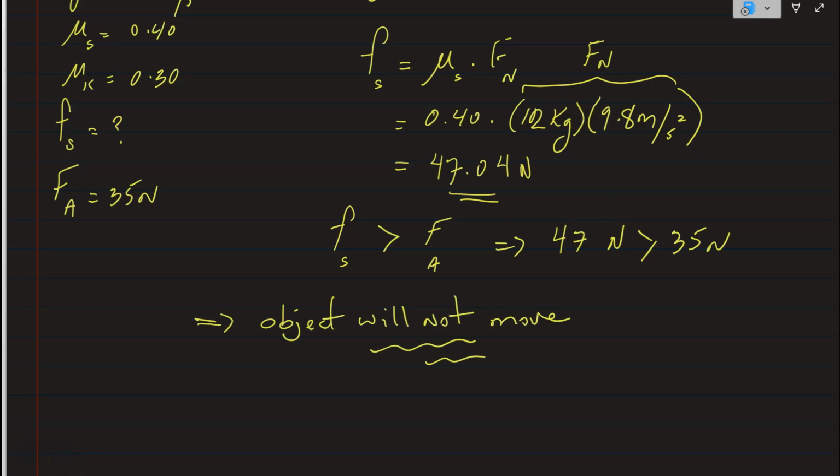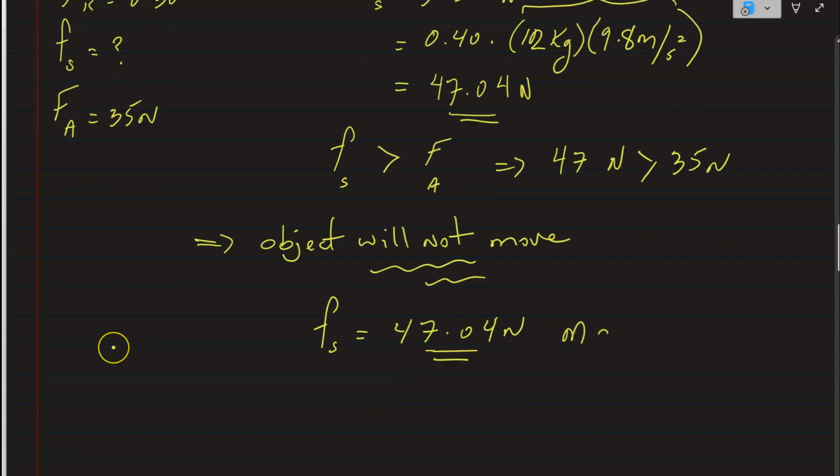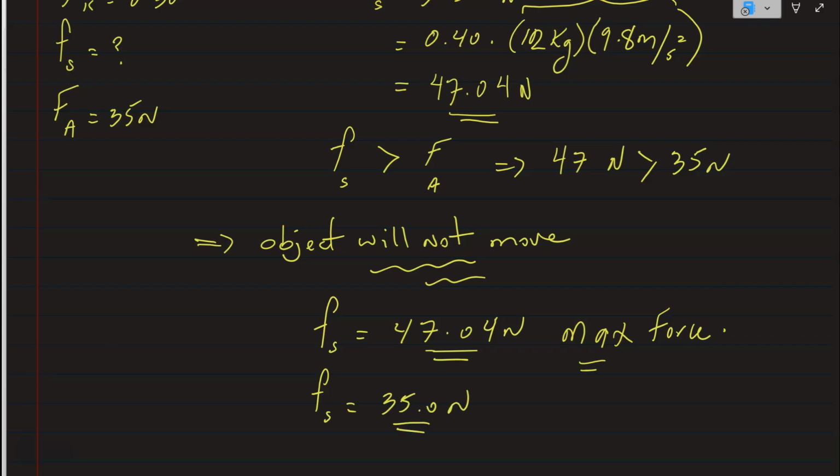And the value of the force of static friction, Fs, is 47.04 Newton. Okay, now this is the maximum force of friction. But as long as it matches the 35.0 Newton, we could argue that the force of static friction is matching the 35.0 Newton. The maximum force is that, but it's sufficient enough to stop the object from moving.